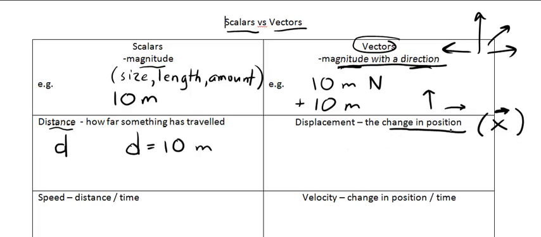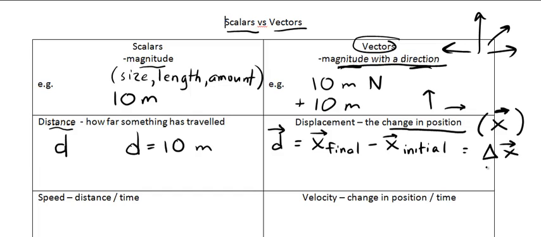And displacement is the change in position. So the symbol for displacement is d, same as distance, but we put an arrow over it to show that it's a vector. And it's equal to the final position, f for final, minus the initial position, i for initial. Okay. Or we can write it delta x. This is the Greek symbol delta, and it means change. So change in position.